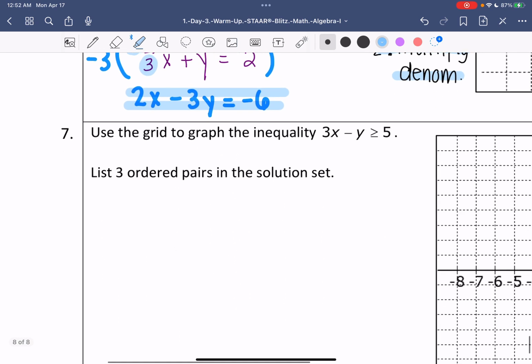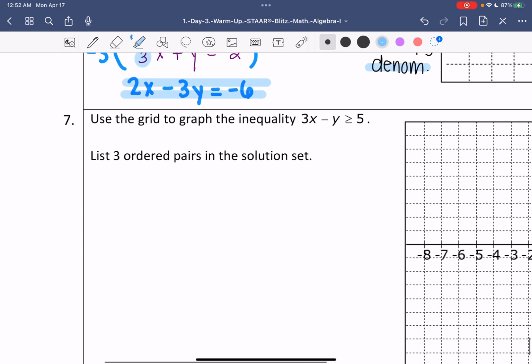All right, so remember on number 7, we went over this in the warm-up. You must solve for y first. And remember, when you divide by a negative, it changes the sign. It flips it. All right, I hope this helps.